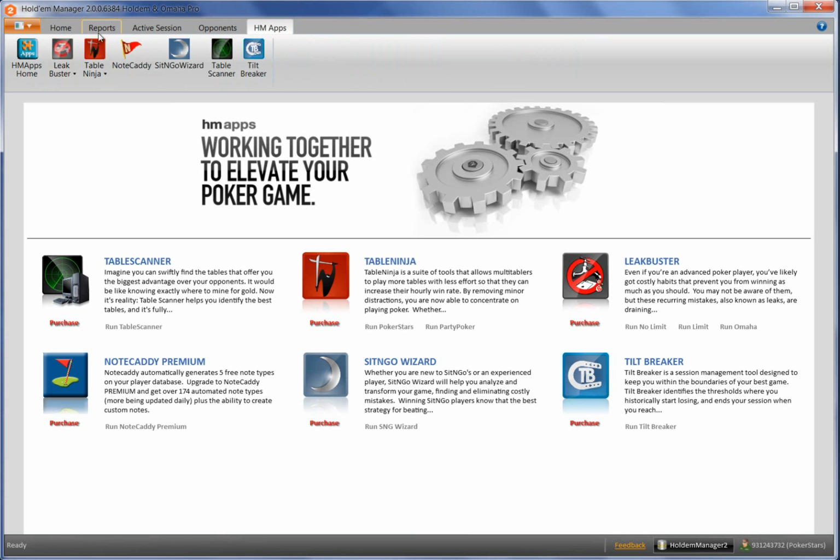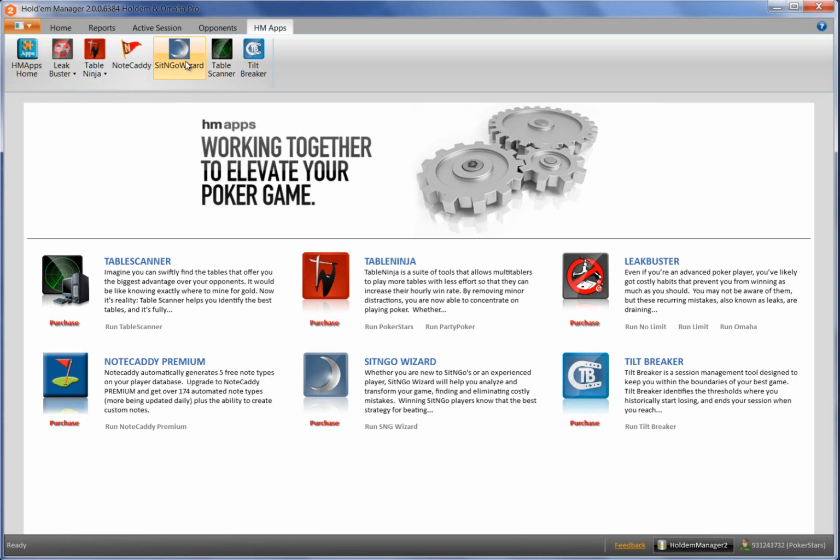It basically tells you all sorts of stuff about your sessions that you're playing. It's what puts the heads-up display on my table, so when you see the statistics displayed on the table, that's because of Hold'em Manager 2. And you have these add-on applications. Leakbuster looks at your stats and tells you what you're doing wrong, basically. Table Ninja is a keyboard shortcuts program for while you're playing. NoteCaddy takes notes, automatically, about how your other players are playing.